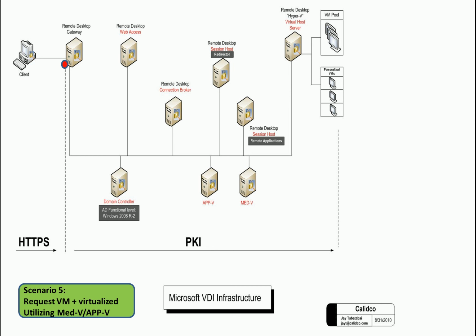So quickly, the client makes a request, comes to the gateway, gets authenticated, goes to the connection broker, goes to the redirector, and based on the redirector goes to the virtual host server to pull a VM. So the VM gets initiated, and the VM, let's just say, is a Windows 7 desktop. Now we go to MED-V and pull an IE6, so we stream IE6 into the application. That whole desktop gets returned. So the user ends up with a desktop that has IE6, IE8, and Windows 7. And then we delivered everything to the user using this infrastructure.